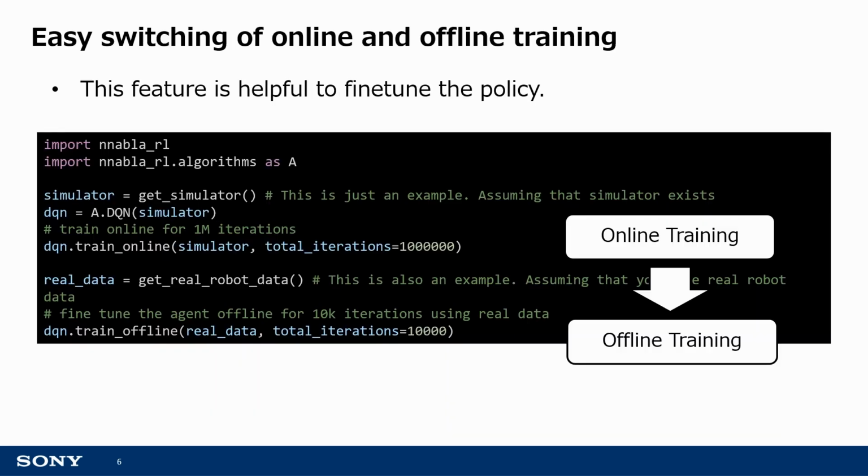Third, you can switch reinforcement learning training procedures, that is, online and offline, easily with nnablaRL's API. This feature will help users to fine-tune the policy as shown in this code.